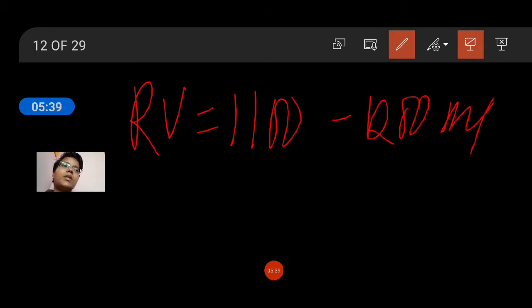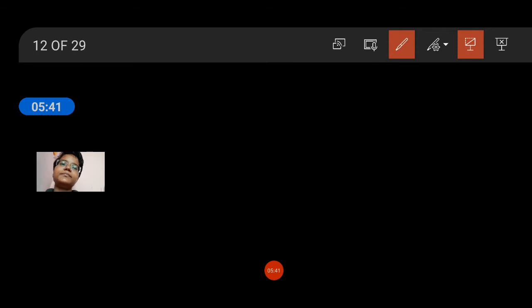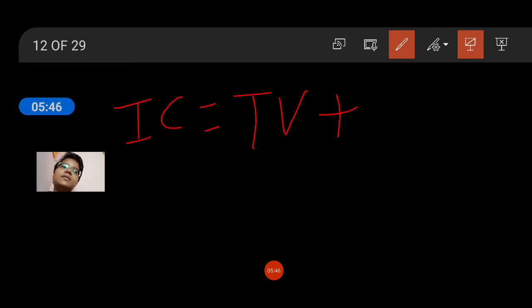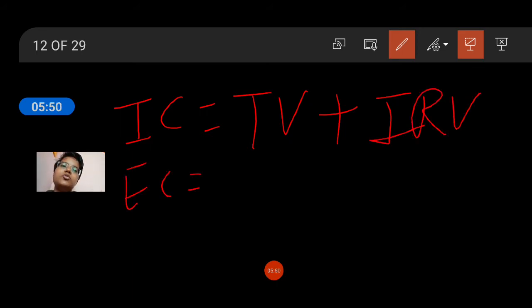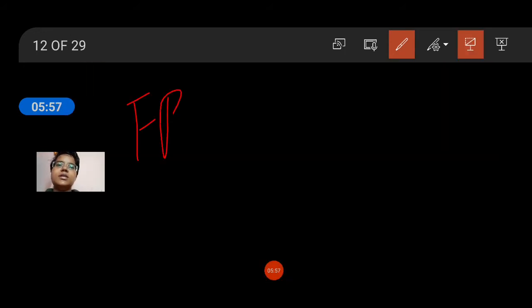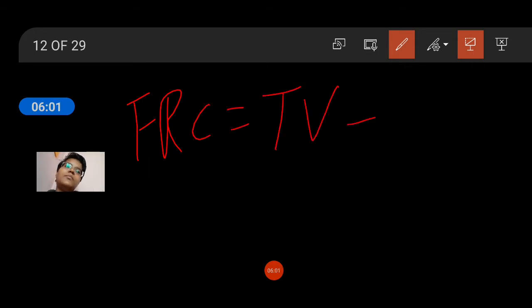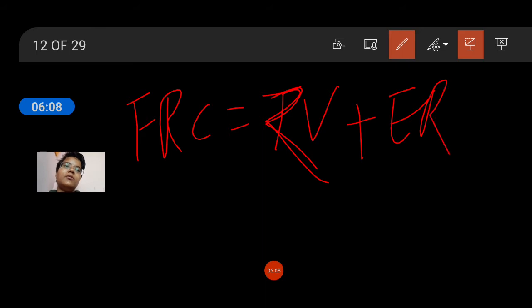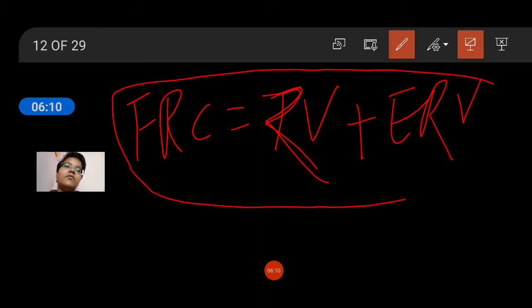Okay, and now capacities. Inspiratory capacity is equal to TV plus IRV. Expiratory capacity is equal to TV plus ERV, and FRC is RV plus ERV. This is very important for all of us.